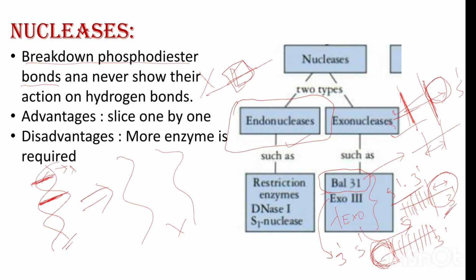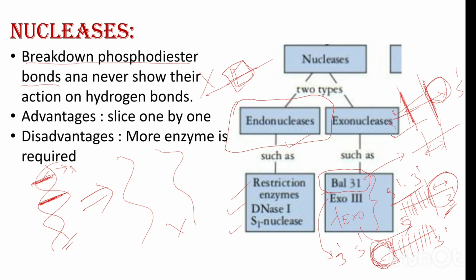Moving to endonucleases. Endonucleases are used when our gene of interest is present in the middle. Examples are restriction enzymes, DNase and S1 nuclease. S1 nucleases act on single stranded DNA, and double stranded DNases and restriction enzymes are used for double stranded DNA. DNase does not have a specific function.